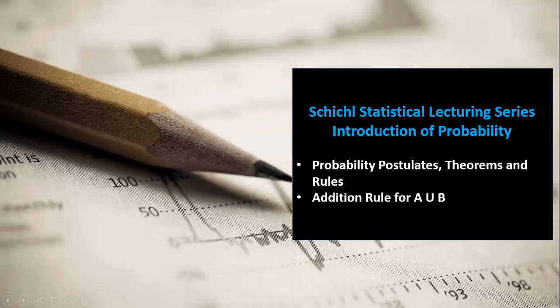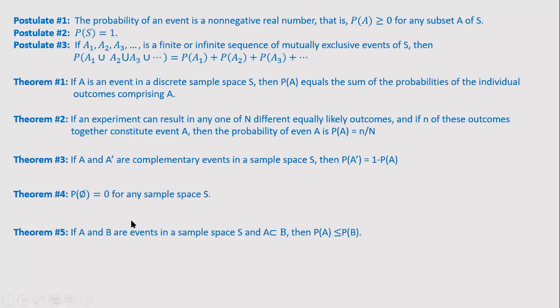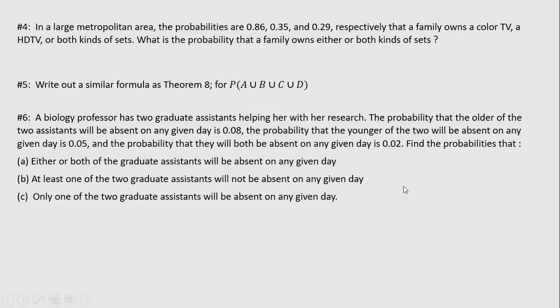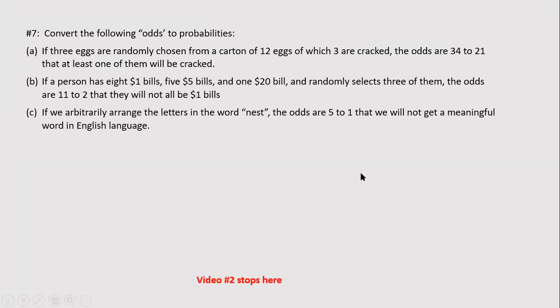So for the first video, we're going to talk about a lot of the postulates and the theories associated with the probability rules. The ones I highlighted in red, we call these the addition rules. We're going to cover these two in video number 2 because those are very, very important rules. We'll end video number 1 with 3 practice examples. Then we'll go to video number 2, where we talk about the addition rules, and then we have another 4 examples.